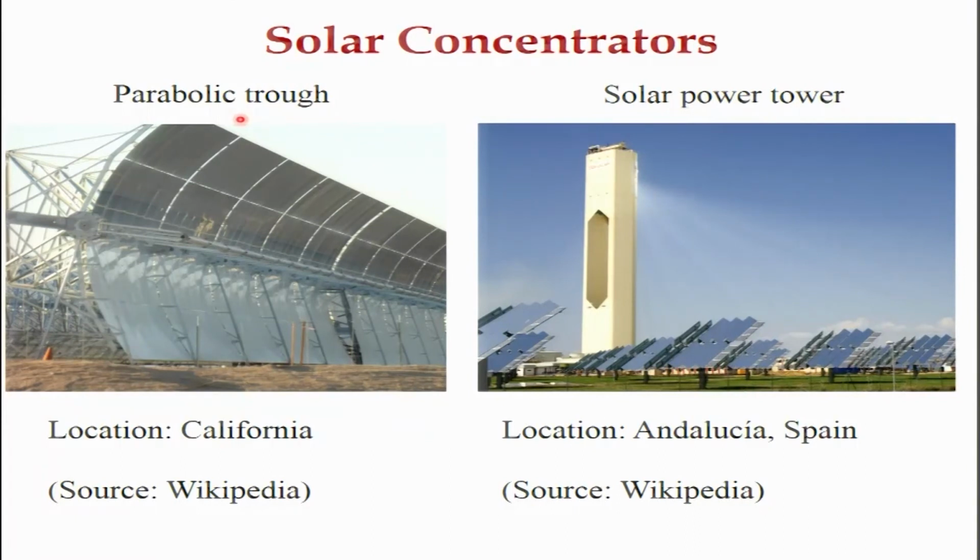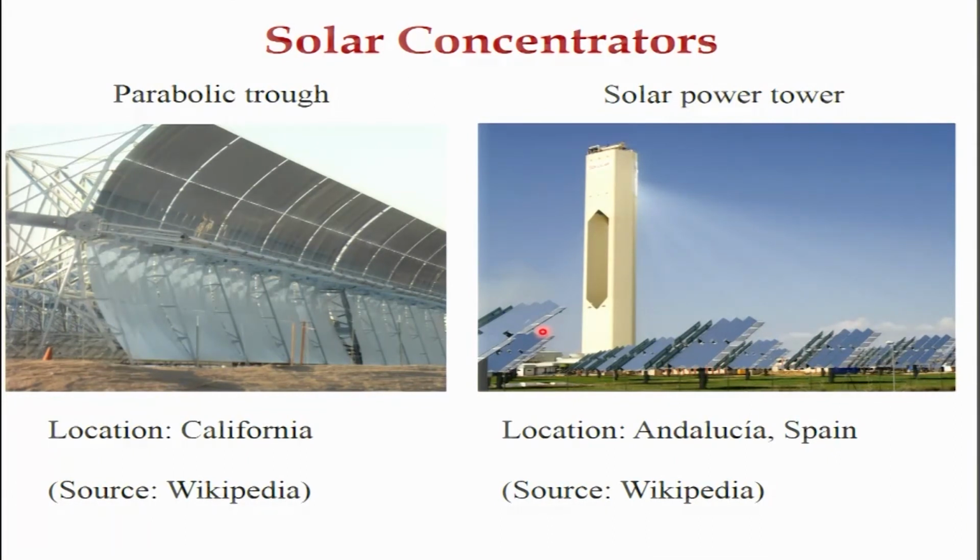Another design could be you can have a variety of these panels at various angles, and all of them are reflecting light to a particular point here. So this is a solar power tower. So you have a smaller area surface which is collecting power from these reflecting surfaces, okay. So this is basically again a solar concentration kind of technology.